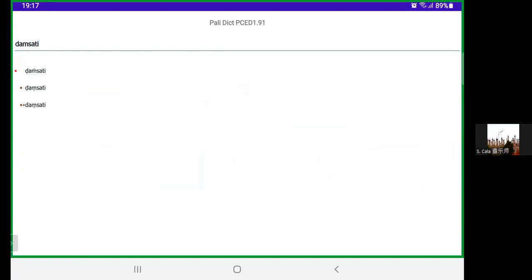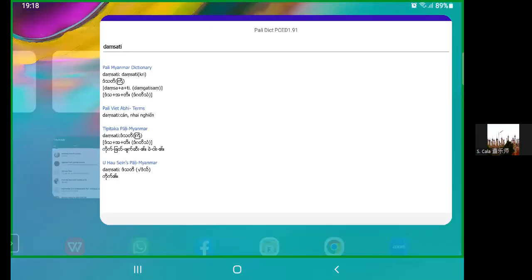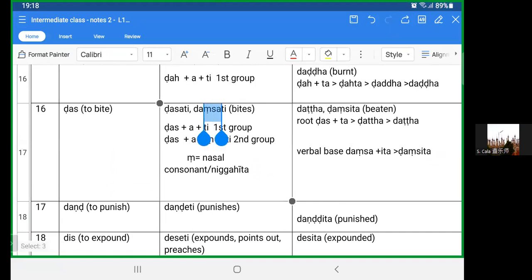Damsati. So let's try this one. The Myanmar dictionary says it is D-A-M-S. This Myanmar Pali dictionary says D-A-M-S. But there's another one, U Hausing's, which actually shows the answer DAS in Burmese. So two Myanmar dictionaries show two different answers. The Pali Myanmar dictionary is very voluminous, I think 20 plus volumes, very thick. U Hausing is someone who translated and combined the Pali English and Pali Myanmar. There are two different dictionaries, so if you want to put two answers, it's also possible.